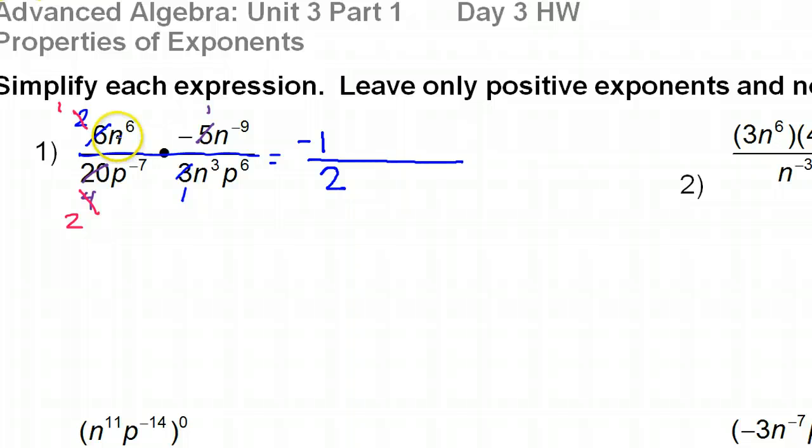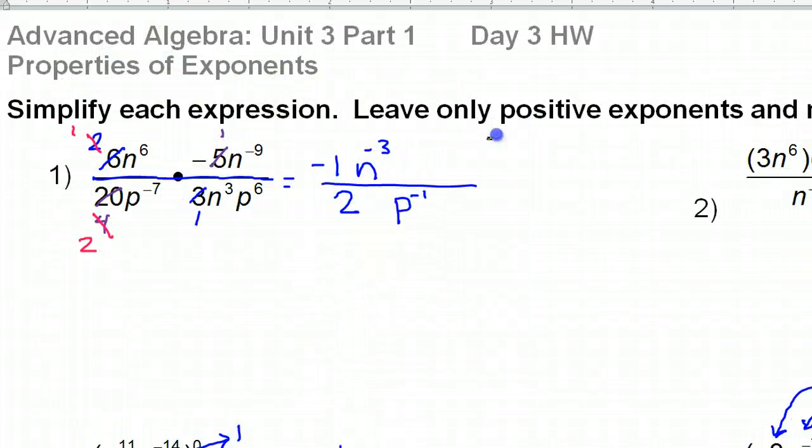Now the variables. When you multiply a variable times the same variable, you add the exponents. So I'm going to have n to the -3 power. Alright, 6 plus -9 is -3. Same thing with the p's. Alright, p to the -7 times p to the 6. You add the exponents. So that's going to be -1. Alright, now looking at the n's, we still have this n to the 3rd power right here.